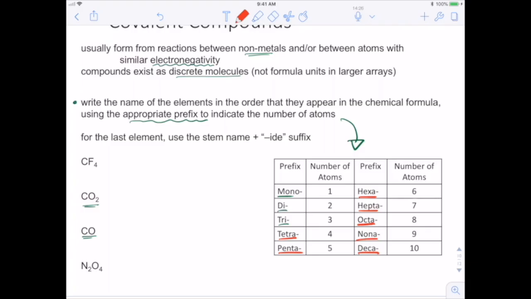So following those rules, let's look at CO2. We all know that this is carbon dioxide, but let's follow the rules. First we write down the elements in the order that they're written. So carbon, and now oxygen is going to be next, but we need to use the prefix di because there's two of them. So it's carbon di, and then before I finish writing oxygen, I need to look at the second rule. For the last element, you use the stem name plus the IDE suffix, just like we did with the ionic compounds. So this would be dioxide, right?